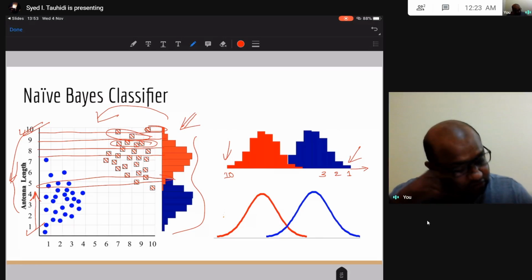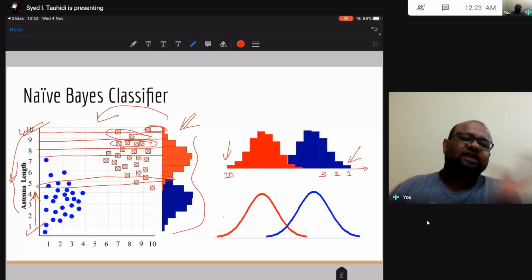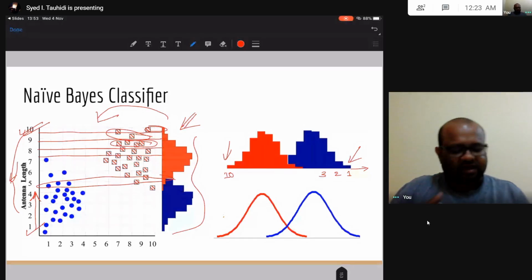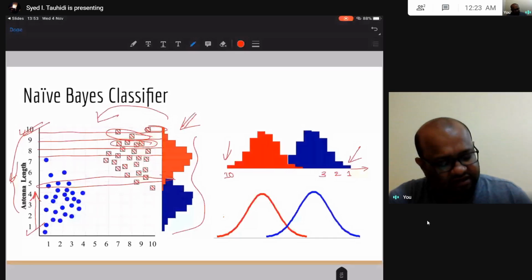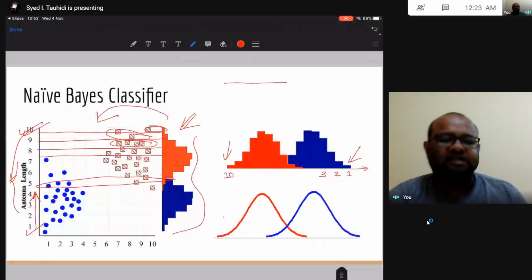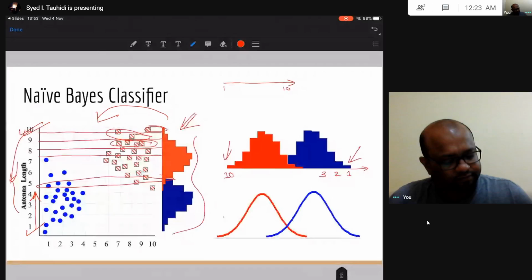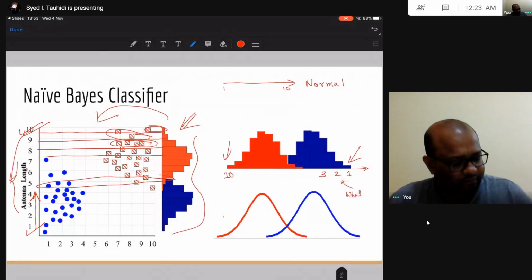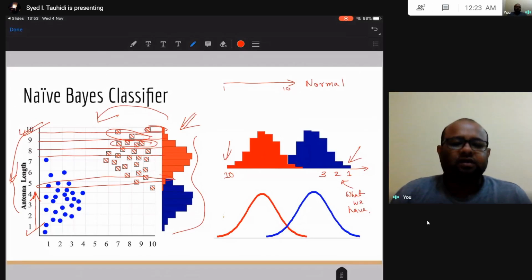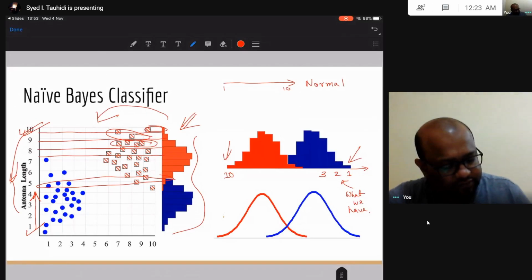The axis goes from 1 on the right hand side to 10 on the left hand side. Normally, in the real number line, I have 1 on the left hand side and 10 on the right hand side. Alright, so this is normal, but this is what we have.